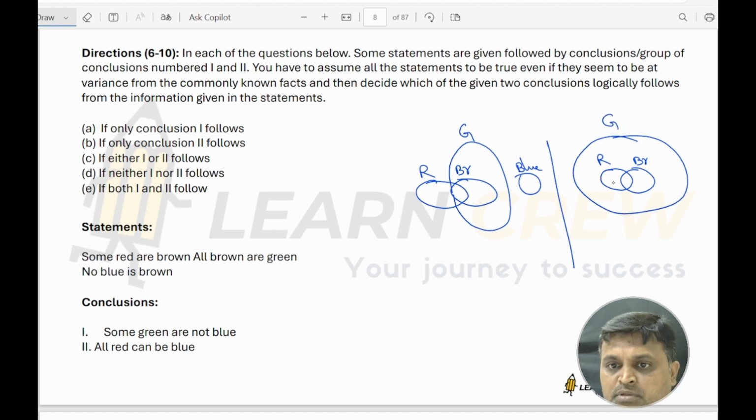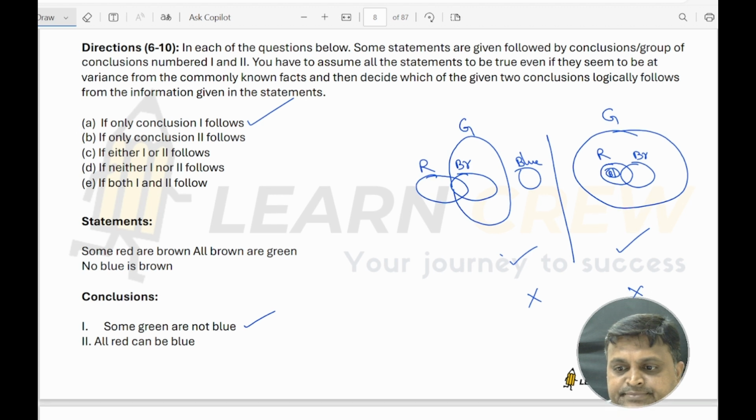No blue is brown. Blue and brown have no intersection. So some green are not blue, which is true here. All red can be blue is wrong. So the answer is only one, option A.